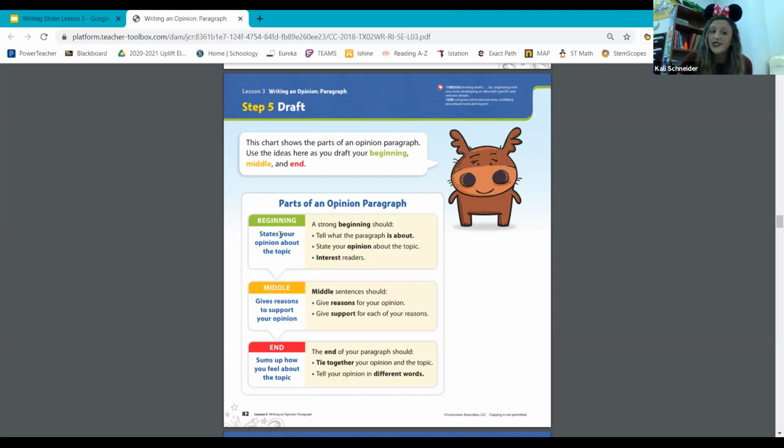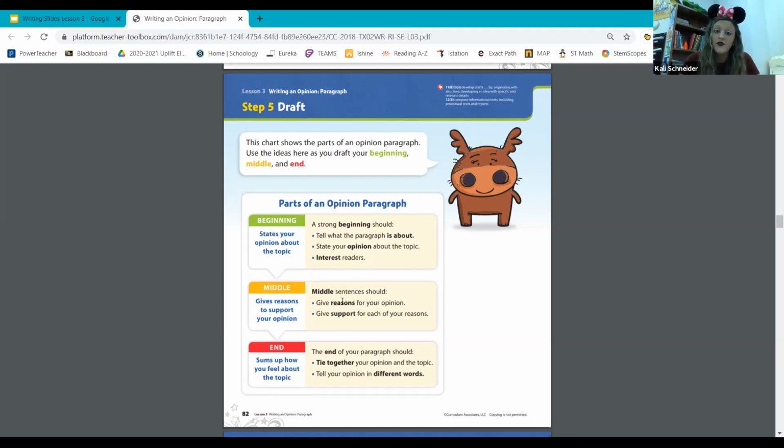Parts of an opinion paragraph. In the beginning, it states your opinion about the topic, not anyone else's, yours. A strong beginning should tell what the paragraph is about, state your opinion about the topic, and it should really get the interest of your readers. Sometimes people like to use a nice question in the beginning to get your attention and get your reader thinking about it as well.